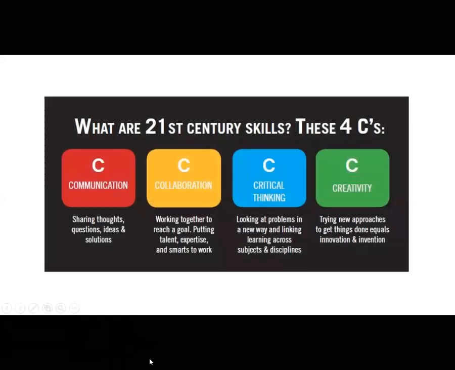Welcome back. As we continue our conversation about social media and classroom management through technology, let's talk about the 4 C's, which are critical 21st century skills, what we're trying to instill in our students, be they early childhood all the way up through adulthood and independent learners. And these are the 4 C's: communication, collaboration, critical thinking, and creativity.